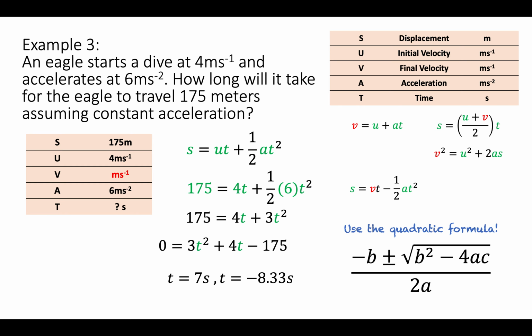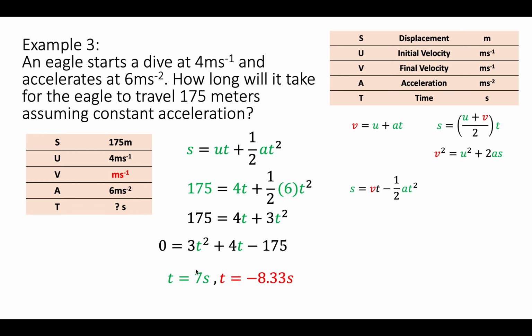Now only one of them makes sense. You cannot have a negative time. You cannot go backwards in time. So a negative time will mean going backwards in time. So the sensible option is a positive 7. And you would have to show that this is the correct one in the exam using common sense. Okay?